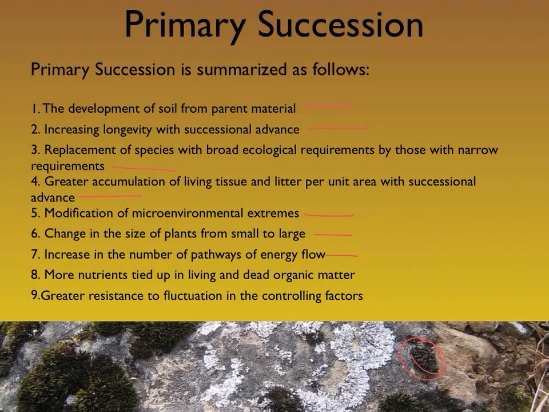Increase the number of pathways for energy to flow. So energy is flowing there, and we have more microbial diversity, more plant diversity, more animal diversity, so we have a more complex food web kind of system. We mentioned that we've got more nutrients as well, and then we have greater resistance, so buffering capacity to fluctuation in factors like rainfall, temperature, sunlight, wind, those sorts of things. So we have a more resilient system.